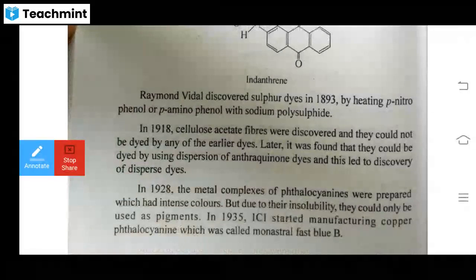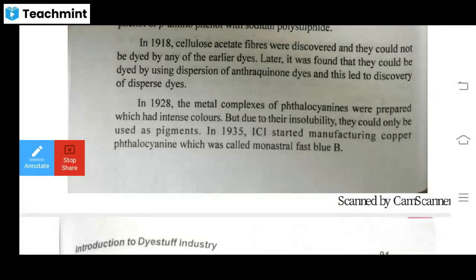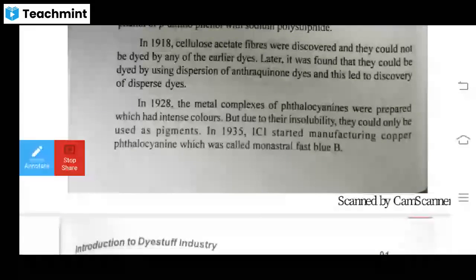The next scientist is Raymond Vidal, who discovered the sulfur dye by heating para-nitro compounds. In 1918, cellulose acetate fibers were discovered, and they could not be dyed by any of the earlier dyes. Later, it was found that they could be dyed using a dispersion of anthraquinone dyes, and this led to the discovery of dispersion types of dyes. So these are the different types of dyes: azo dyes, Congo reds, anthraquinone types of dyes, and next, the dispersion types of dyes.